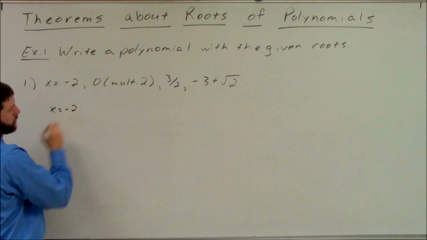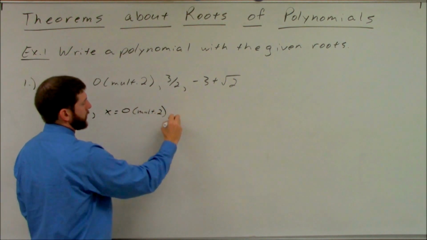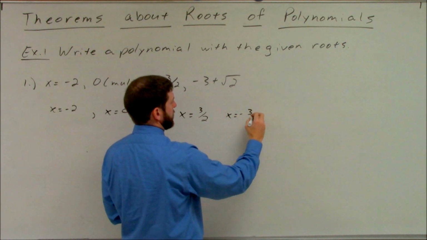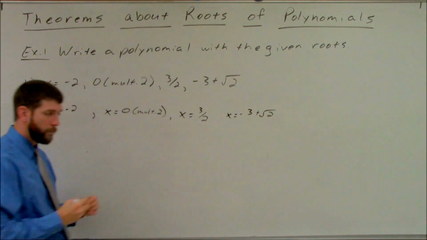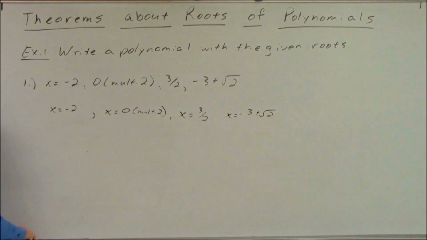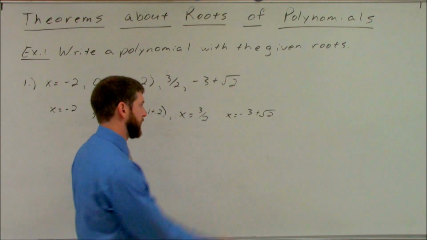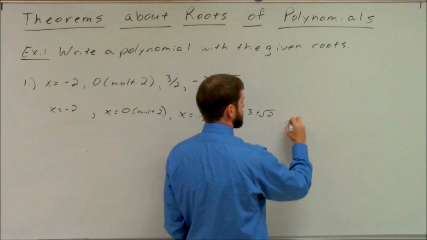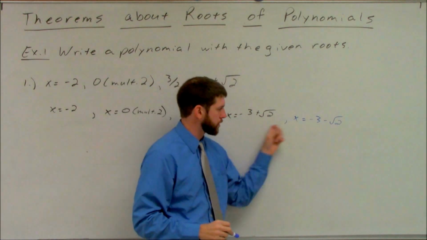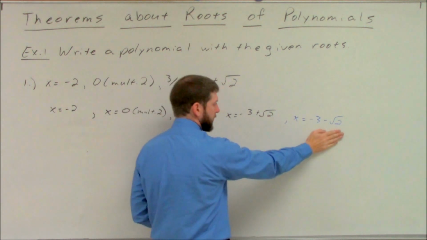So we know this is x equals negative 2. We know this is x equals 0 with multiplicity of 2. We know this is x equals 3 halves and x equals negative 3 plus square root of 2. Well, using the irrational root theorem, I also know that I have an implied root here. If I have plus the square root of 2, I also have to have negative 3 minus the square root of 2. Okay, remember, square roots will come in their plus or minus pairs. So the irrational root theorem tells me that this implies this.